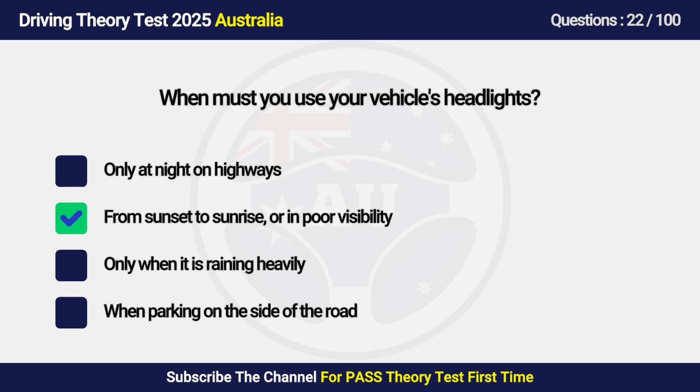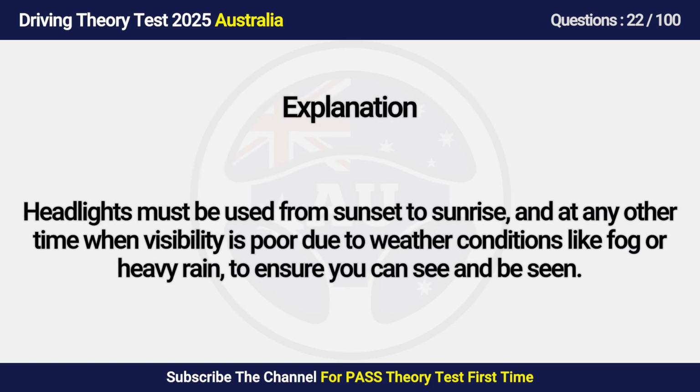Answer is B. From sunset to sunrise or in poor visibility. Headlights must be used from sunset to sunrise, and at any other time when visibility is poor due to weather conditions like fog or heavy rain, to ensure you can see and be seen.